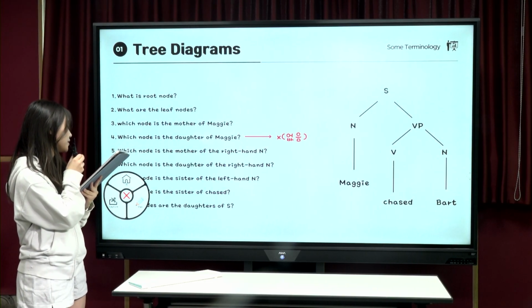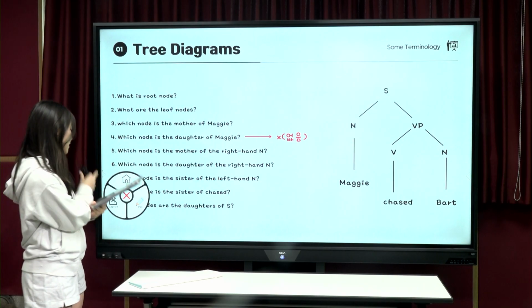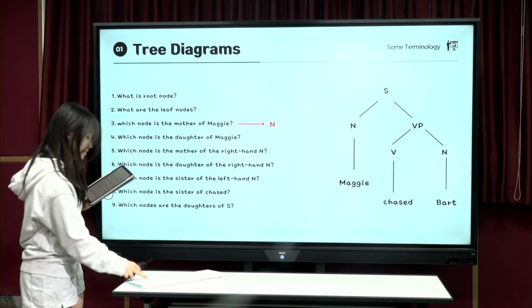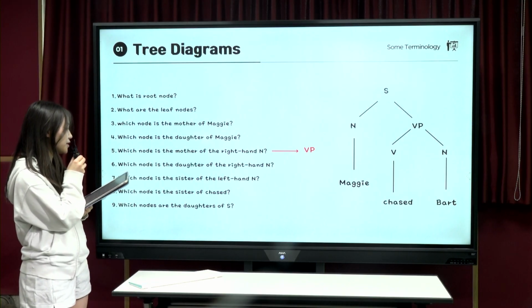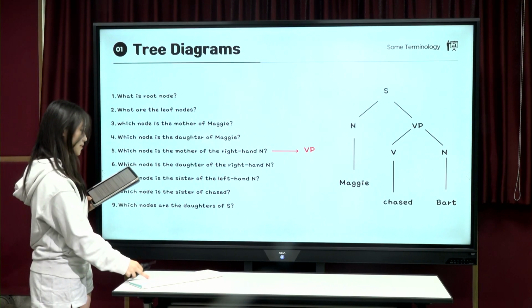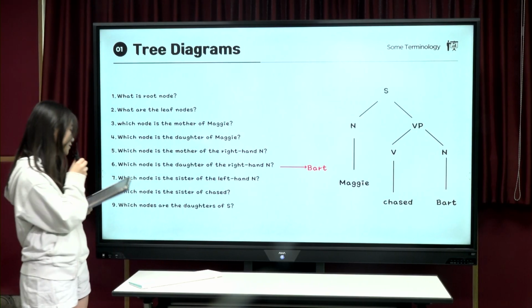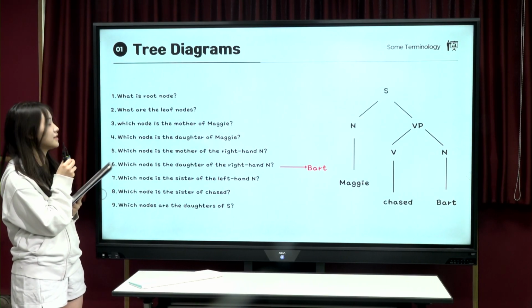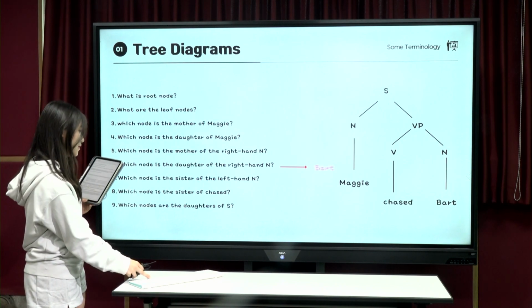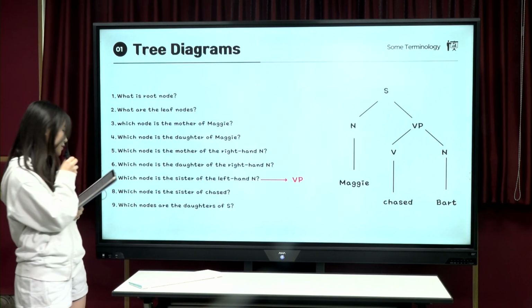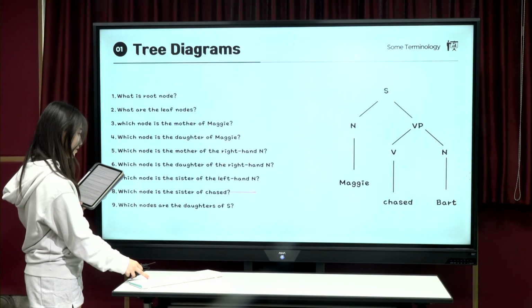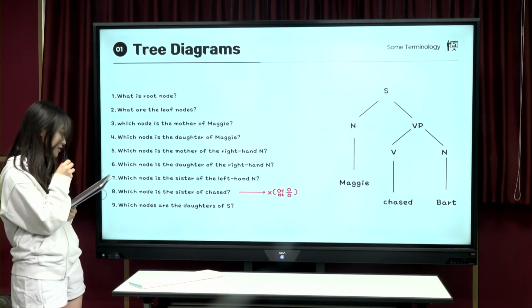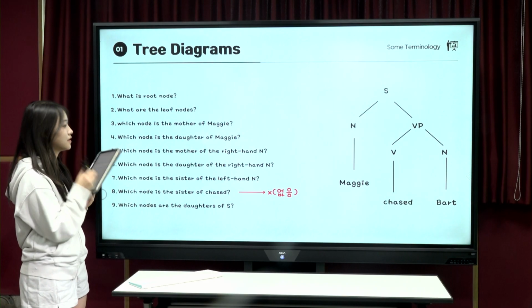And which node is the mother of the right-hand end? VP. And then, which node is the daughter of the right-hand end? Art. And which node is the sister of the left-hand end? VP. And which node is the sister of cheese? No. No sister. And last, which nodes are the daughters of S? N and VP.